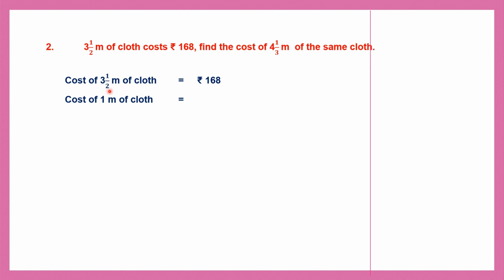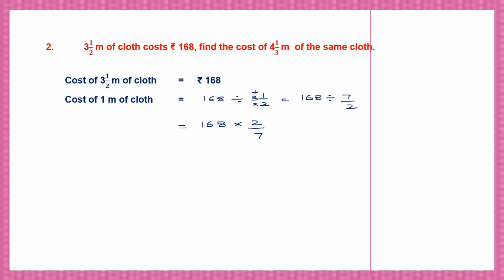Now 3.5 meters is more than 1 meter, isn't it? So if 3.5 meters will cost 168 rupees, 1 meter will cost less than this. That means we have to divide. So divide 168 by 3 1/2 meters. So this is 168 divided by, now let's convert, 2 threes are 6 plus 1, 7/2. Now this we can write it as 168. Division will change to multiplication. 7/2 we write the reciprocal 2/7.